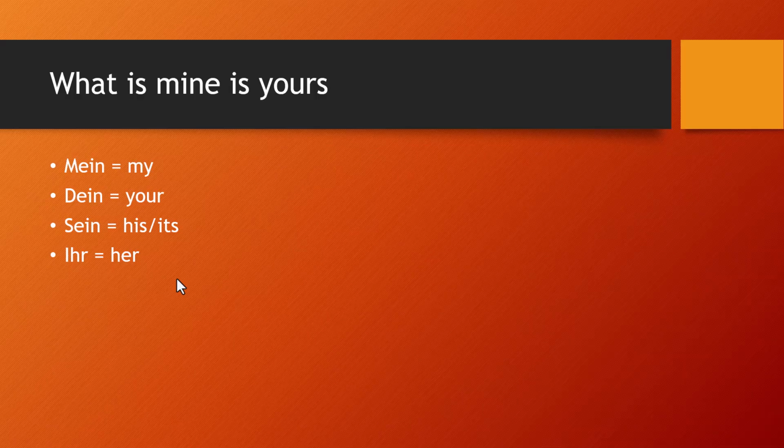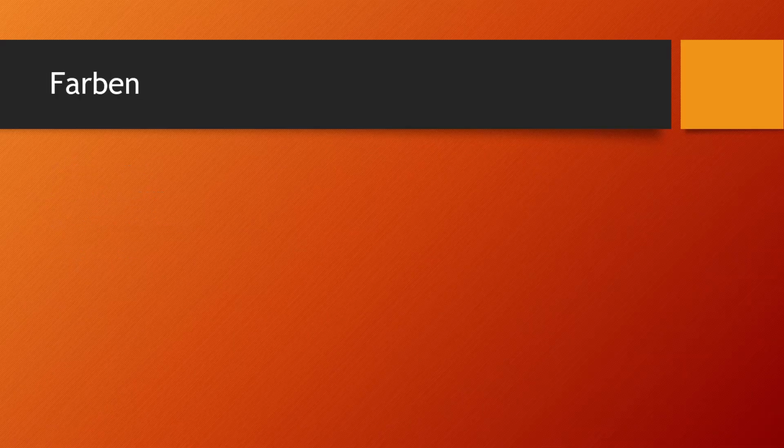Possession: mein, dein, sein, ihr. So mein is just my, dein is yours, sein is his or its, ihr is her. It also means your and y'all's. And then unser isn't up here. Sorry, I should have put that in. That means our. We'll go over that again. We're going to need to practice that a lot this semester.